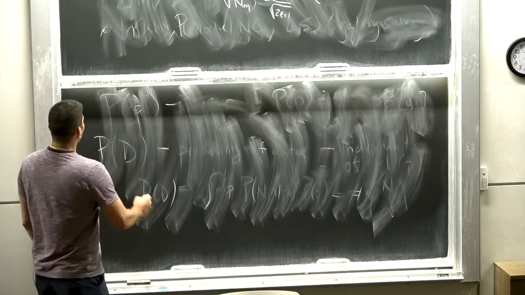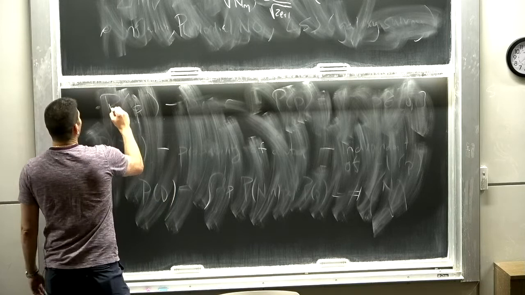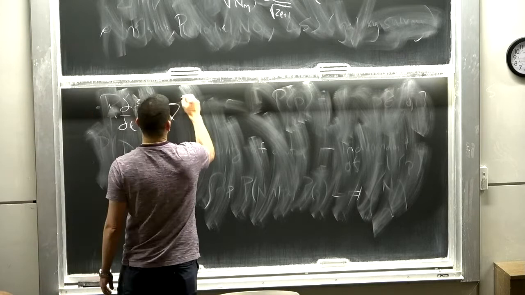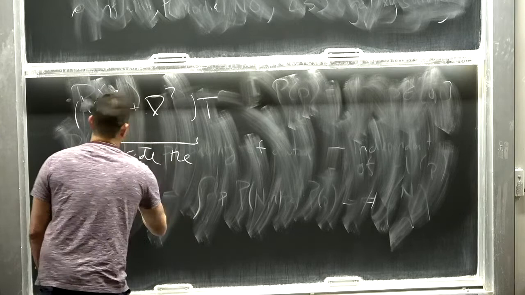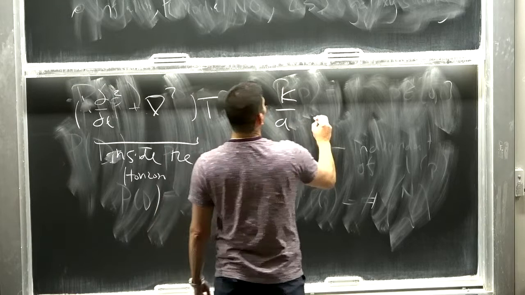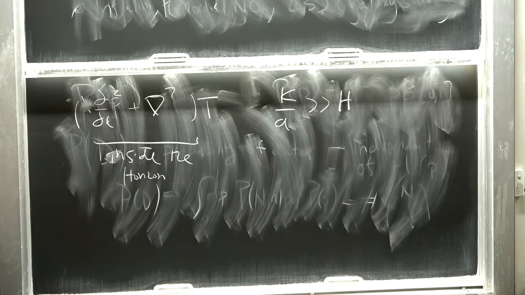The solution to this problem is that I assumed, when I wrote this wave equation, something that looked like this. This is inside the horizon. So this is how they behave inside the horizon. Said differently, this is when the physical wave numbers are much bigger than the Hubble scale, or said differently, the physical wavelengths are much smaller than the curvature scale of the universe. They look like they're in flat space, and they obey a wave equation like they're in flat space.